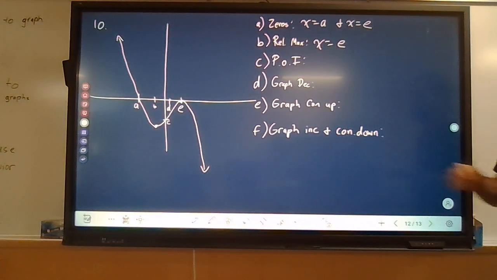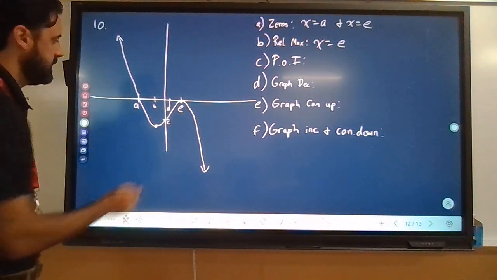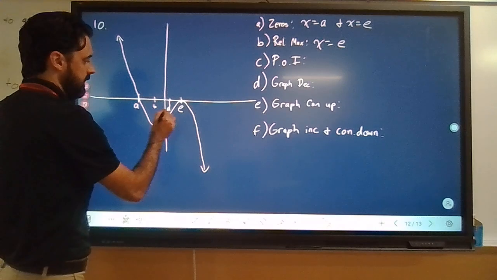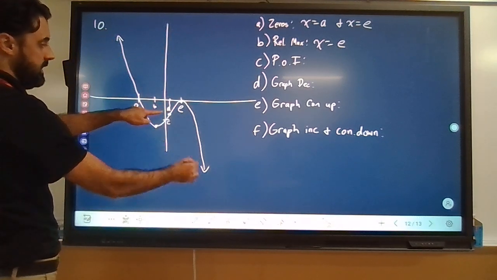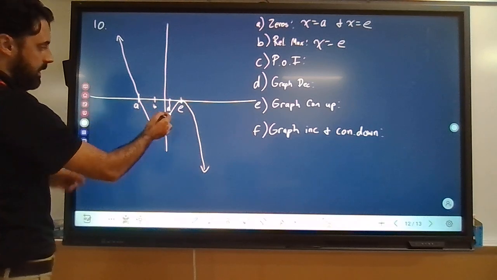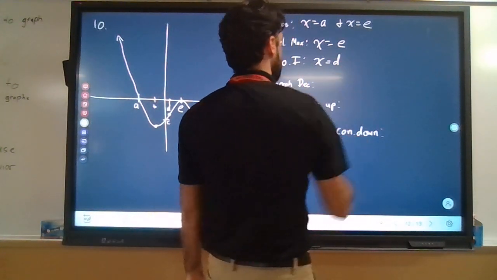All right, C is asking for the point of inflection. There's no way to know for sure exactly where it is on a graph, but we can tell it's about right here. This graph starts off opening up, and then somewhere in here it switches to opening down, right? So about where D is going to be the point of inflection. And this graph would only have one point of inflection.